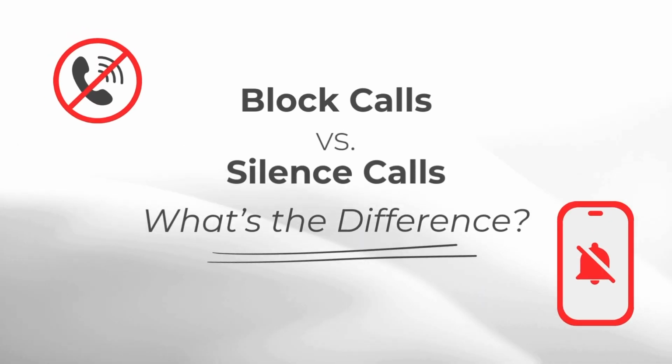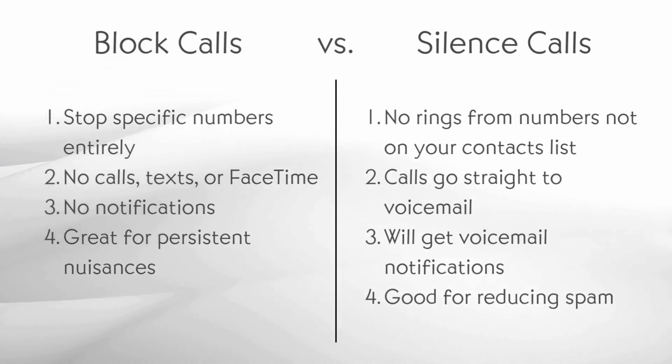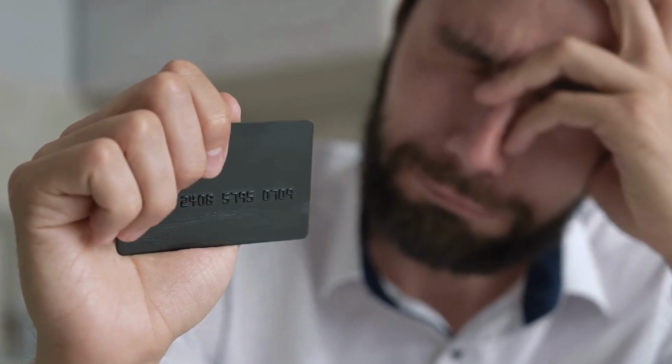First, the difference between blocking calls and silencing unknown callers. Blocking calls is like cutting off a specific number entirely. When you block a number, the person can't call, text, or FaceTime you. You won't even get notifications that they're trying to call. It's great for dealing with persistent nuisance calls or harassment.